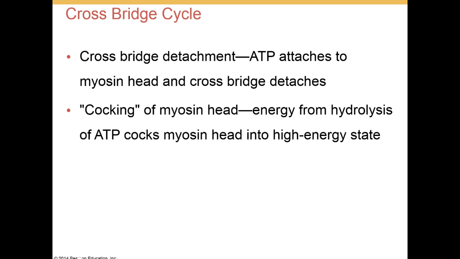But if you want to repeat this cycle, you've got to break those cross bridges. So cross bridges have to detach, and they do this by ATP attaching to the myosin head, and that causes the cross bridge to break apart. Then the myosin head will hydrolyze the ATP. It will break the ATP into ADP, and that moves the myosin head back into a high energy state. Sometimes this is called cocking of the myosin head.